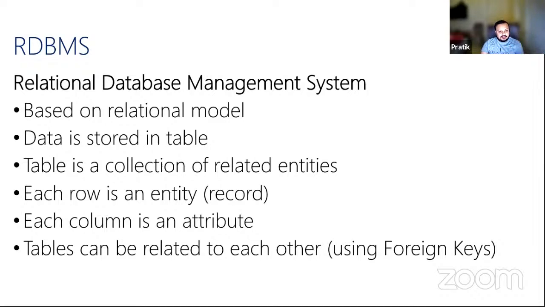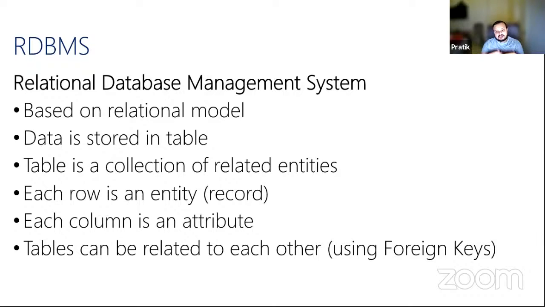And in the table, you've got rows and columns. One row is a particular entity, which means all of one student's information is stored in that row. And columns are the attributes. Attributes means the specific properties that you want to store for a student, like roll number, name, address, gender, and stuff like that. So that becomes the columns.